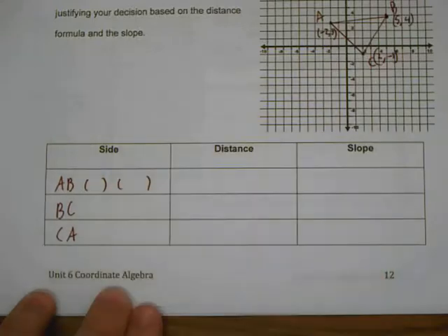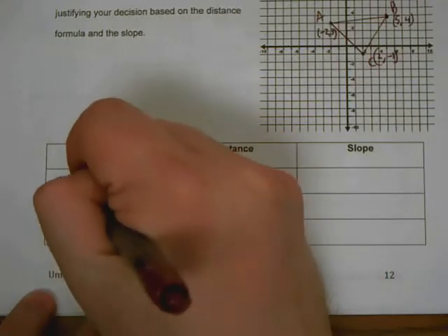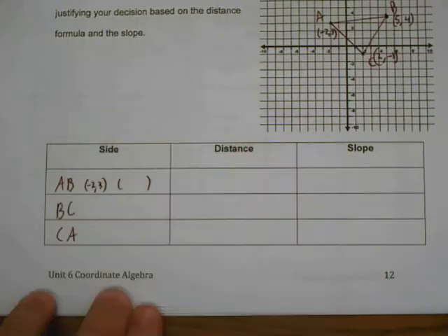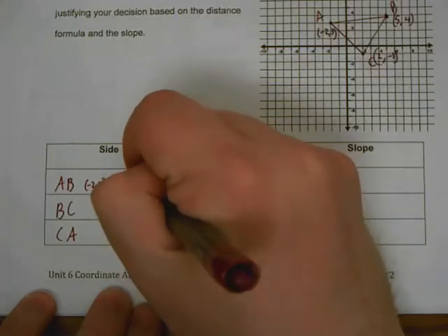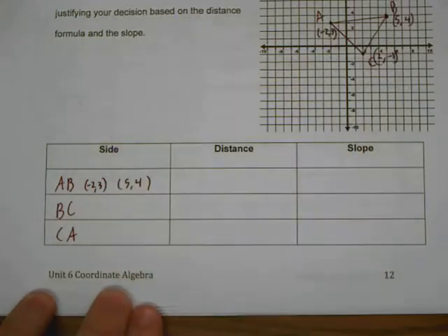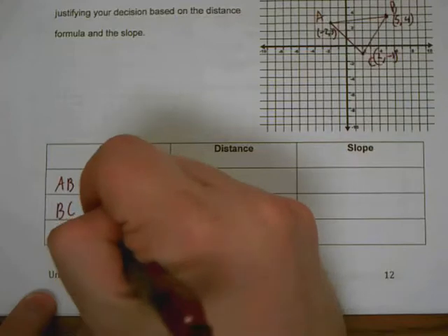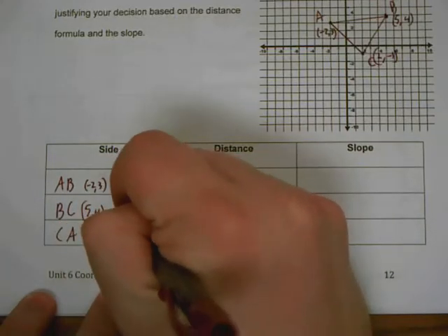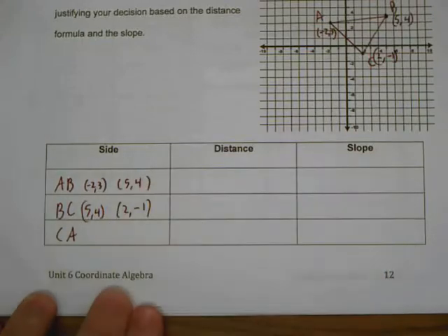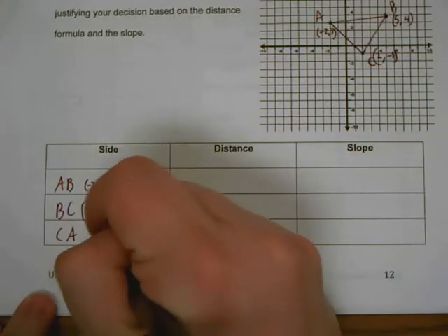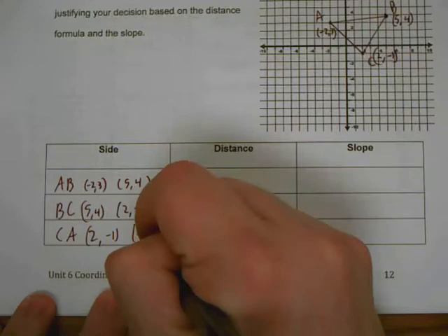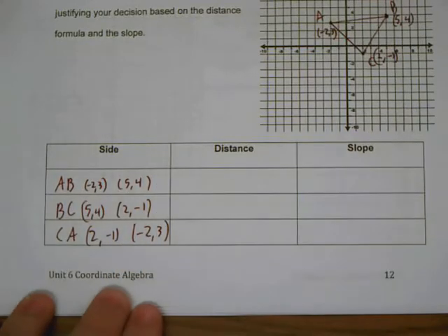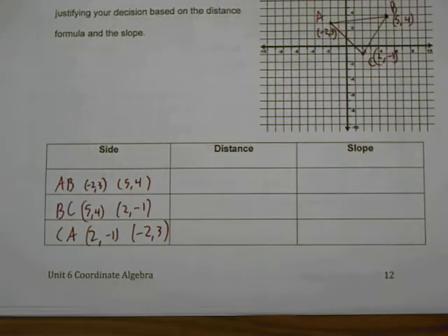And just so I have these to work with when I am doing my calculations, I'm going to go ahead and put in the ordered pairs for these, just like we did yesterday. So I have -2, 3 for point A and 5, 4 for B. I'm going to come down to the next line. I'm going to have 5, 4 and 2, -1. And then I'm going to have 2, -1 and -2, 3.